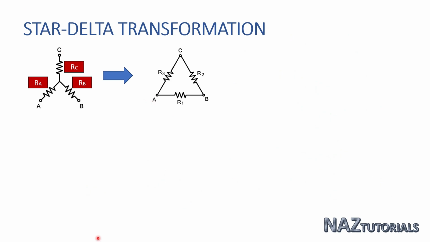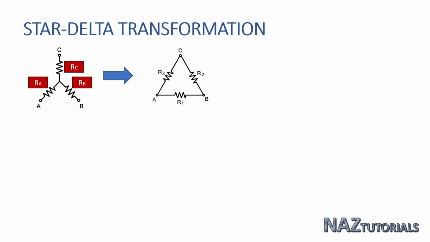Now derive the formula for star to delta transformation. Points A, B and C are making star and delta, and here RA, RB, RC are star resistances and R1, R2, R3 are our delta resistances. As we discussed earlier, when the delta resistances R1, R2, R3 transform into star, we know the calculated values of RA, RB, RC are taken as a base equation for the derivation.